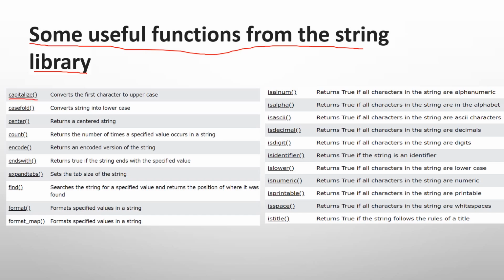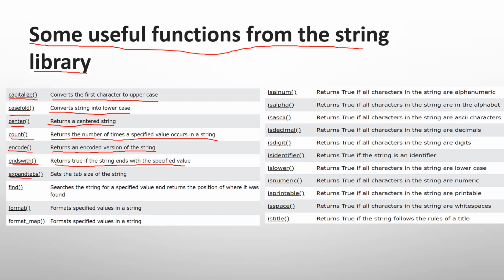First we have capitalize, which converts the first character to uppercase. Then we have casefold, which converts string into lowercase. Center, which returns a centered string. We have count, which returns the number of times a specified value occurs in a string. Then we have encode, which returns an encoded version of the string. Then we have endswith, which returns true if the string ends with the specified value.